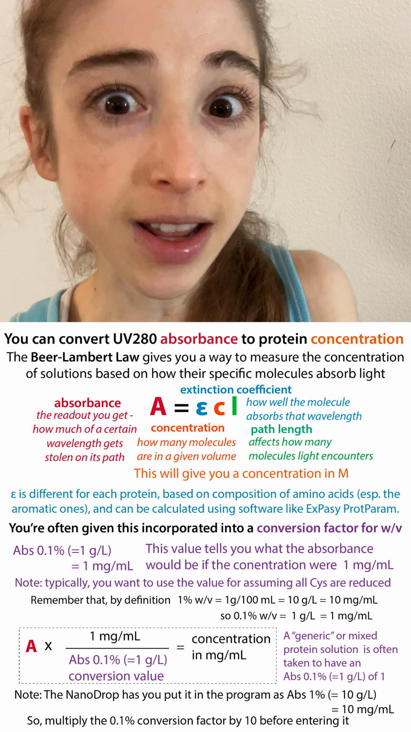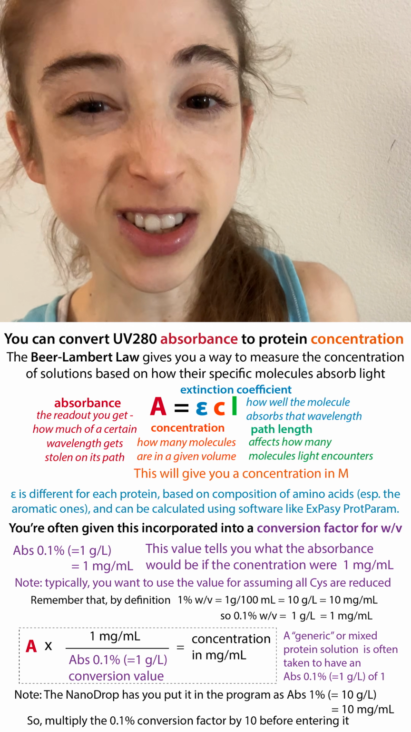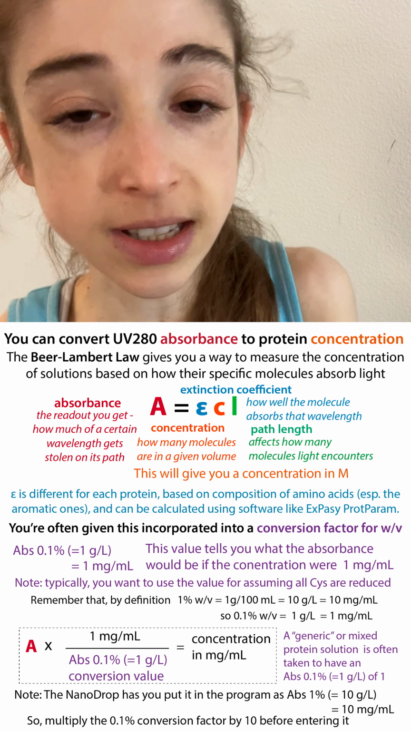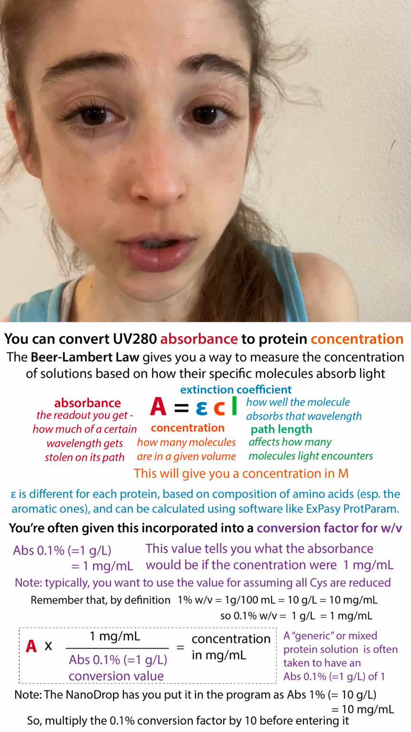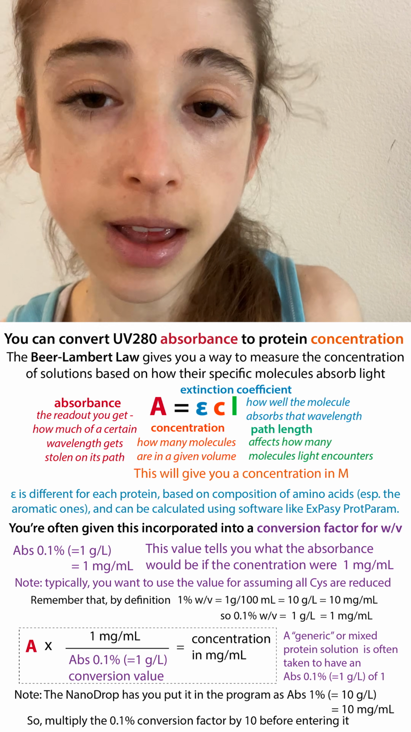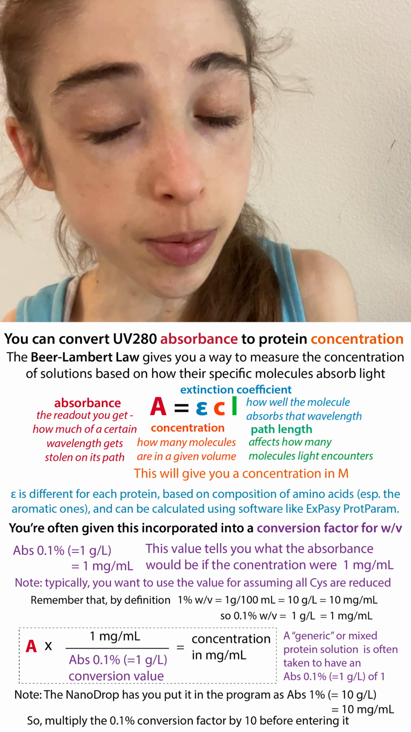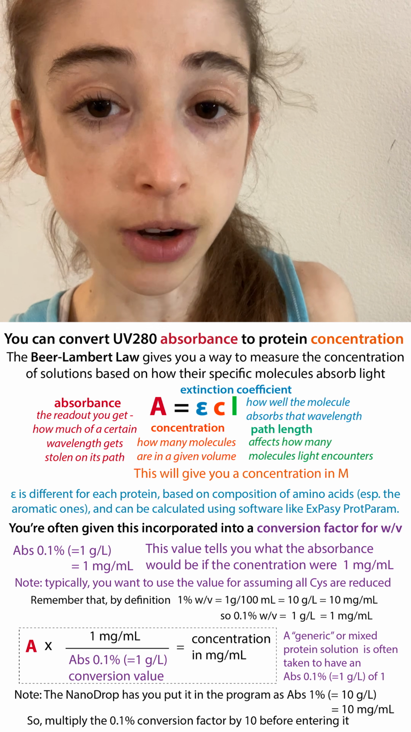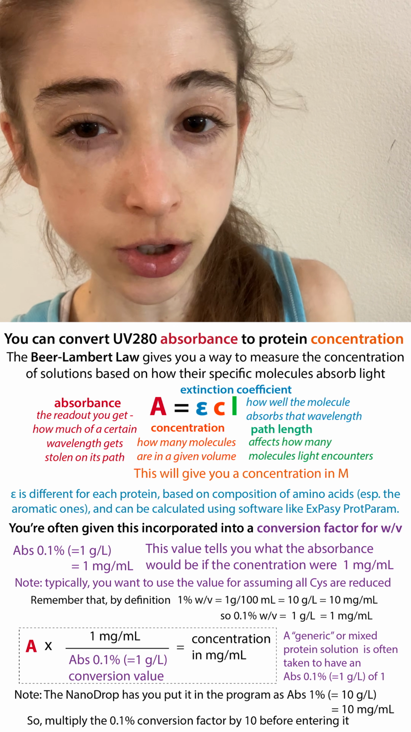However, if you have an impure protein mixture, then you just take an average. What's typically used is 1 mg per mL corresponds to an absorbance of 1 unit at UV280. If you have a pure protein, however, then you can actually use that extinction coefficient conversion to get a more accurate concentration.